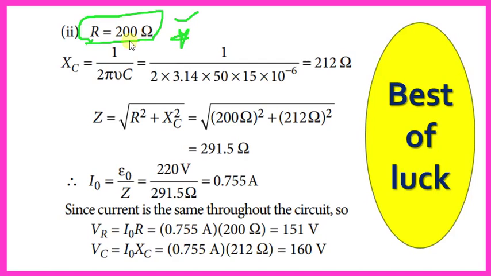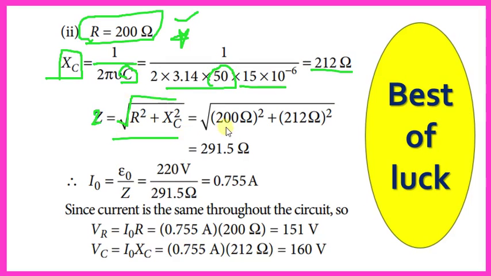The resistance is given as 200 ohm. What would be the capacitive part? Xc is 1 by 2 pi ν into C. C is given as 15 microfarad, 15 × 10 to the power minus 6, 2 pi into 50, where 50 is the frequency given. So Xc comes out to be 212 ohm. So the impedance Z comes out to be the square root of R square plus Xc square: 200 square plus 212 square comes out to be 291.5 ohm.